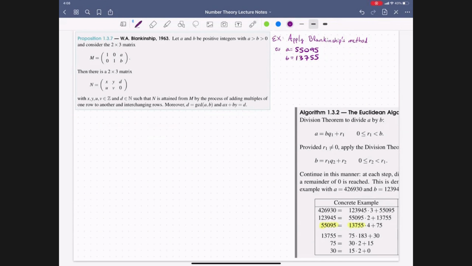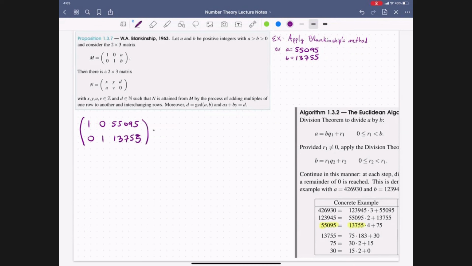Okay, so I brought back the example that we did earlier when we talked about the Euclidean algorithm. The numbers that we are looking at, 55,095 and 13,755, already occurred as part of our concrete example in the Euclidean algorithm. So let's go ahead and apply Blankinship's method to this. Here, the first step would be to construct our matrix M. So we have 1, 0, 0, 1, and then we have 55,095, 13,755.